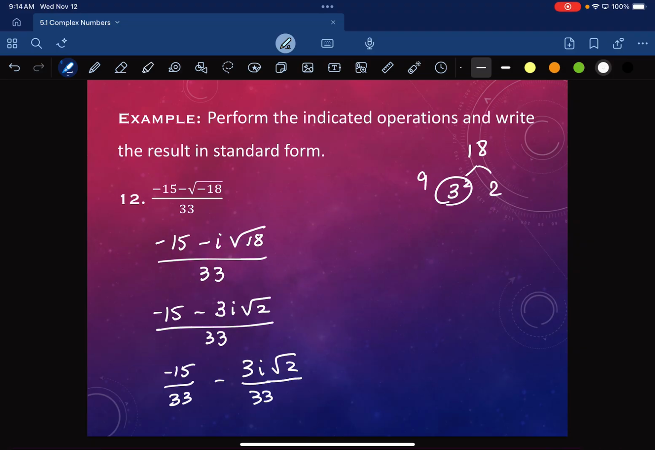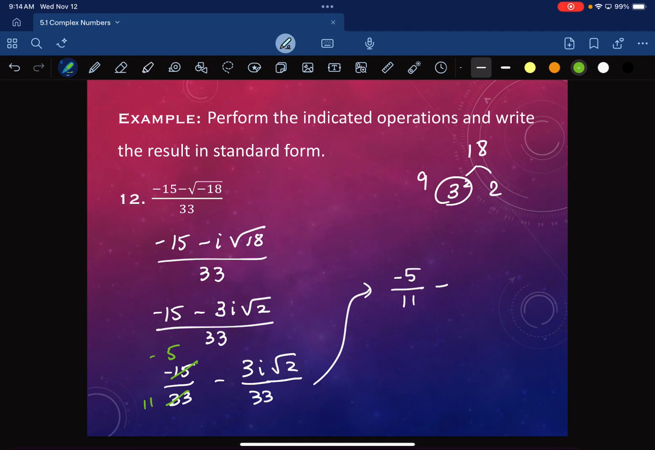Okay, so 15 and 33 will both divide by 3. So we're going to divide them each by 3. If I divide 15 by 3, what do I get? I get 5, or negative 5, yeah. And 33 divided by 3, 11. So this beginning part right here is negative 5 over 11. Is that okay?